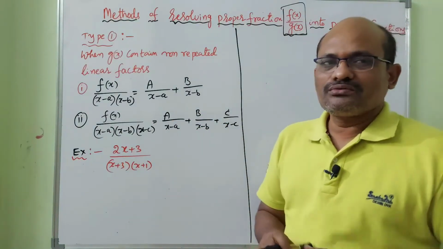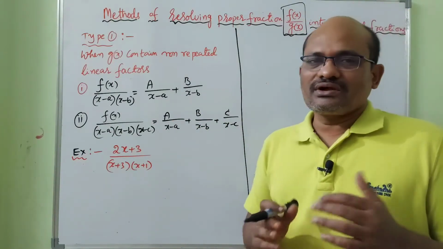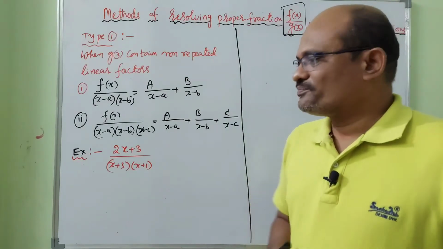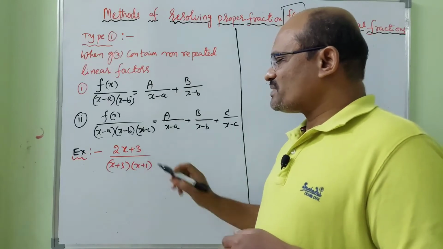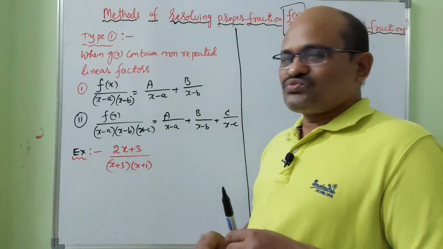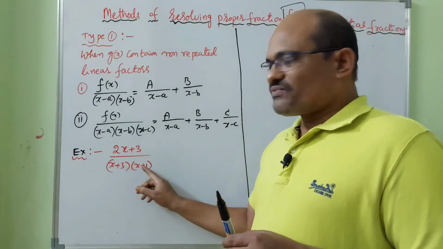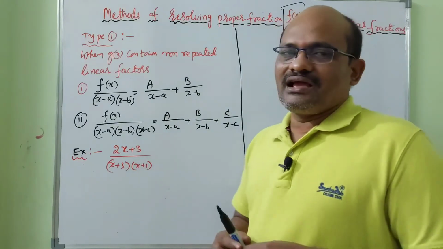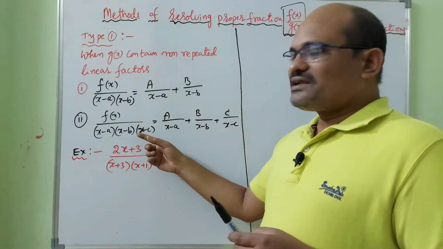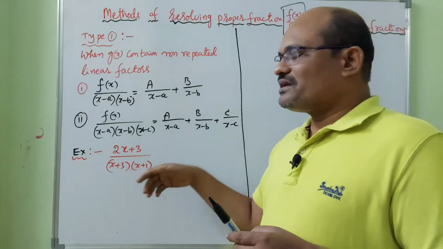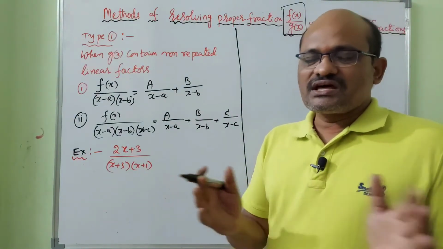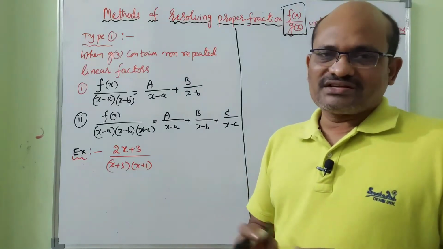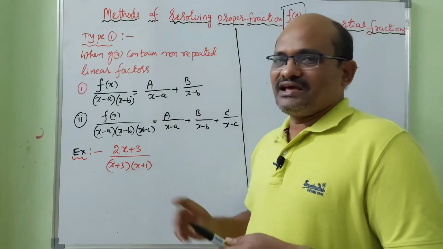Now I am going to do a problem so that you can understand clearly. Observe this question, 2x plus 3 by x plus 3 into x plus 1. The degree of the numerator is 1. If you multiply the denominator factors, you will get a second degree polynomial. That means the numerator degree is less, the denominator degree is more. So it is a proper fraction. A proper fraction can be resolved into partial fractions because the denominator contains linear factors.